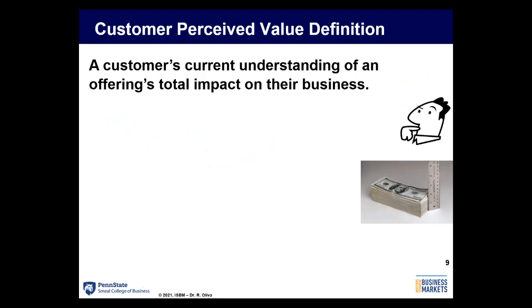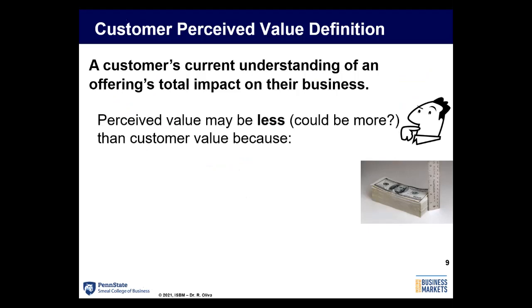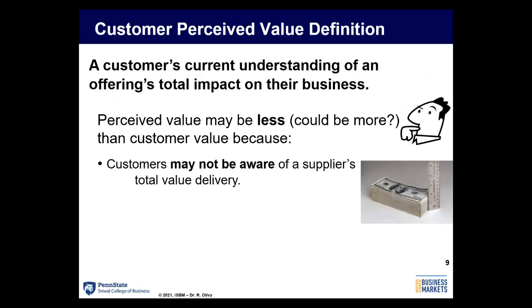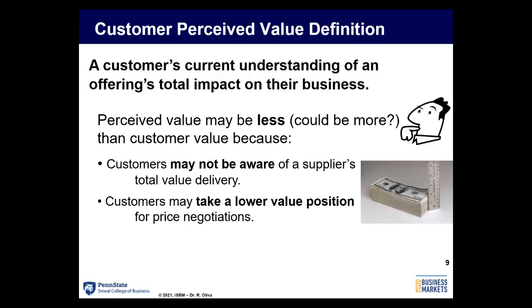Now, we also take a moment here to define customer perceived value. This is the customer's current understanding of the total impact on their business. The perceived value might be less, could be more, but might be less than the true customer value because customers might not be aware of the total value delivery. Or they might know what the value is, but they're deliberately playing it cagey and taking a lower value position for price negotiations. And this often happens.